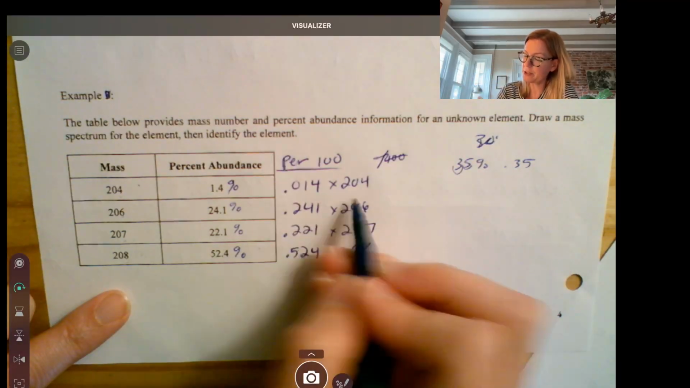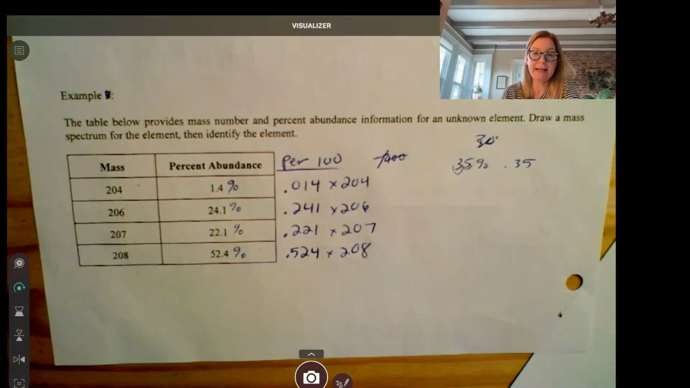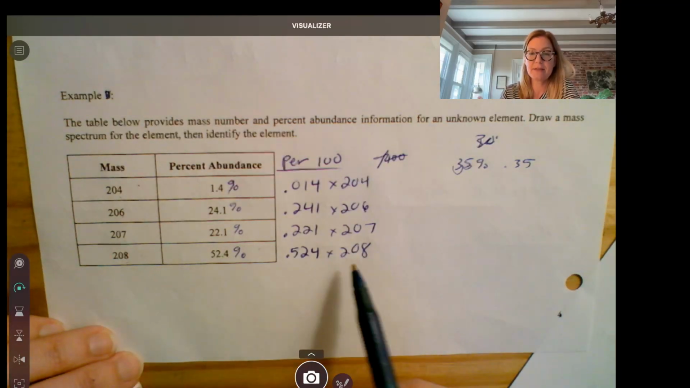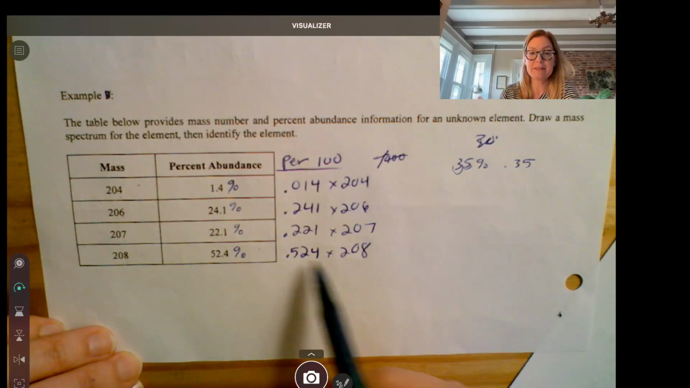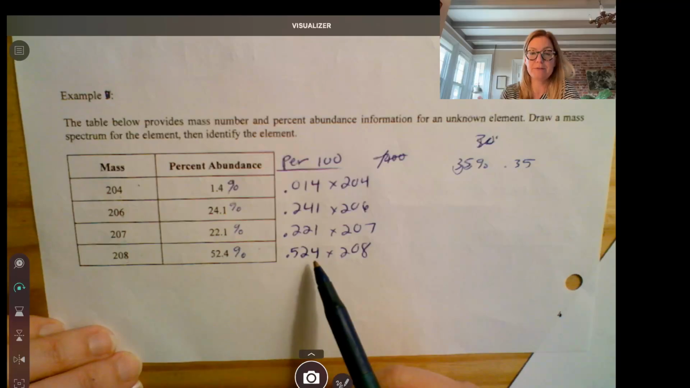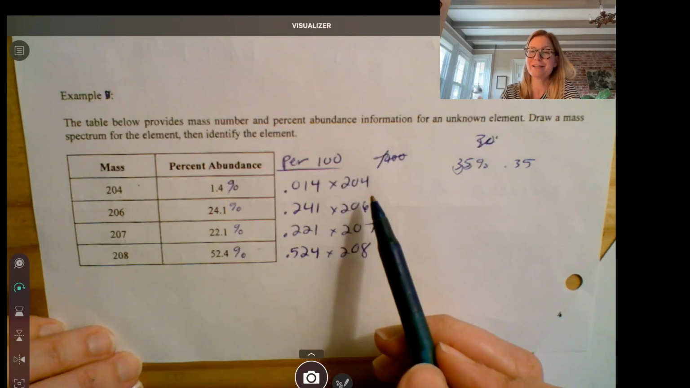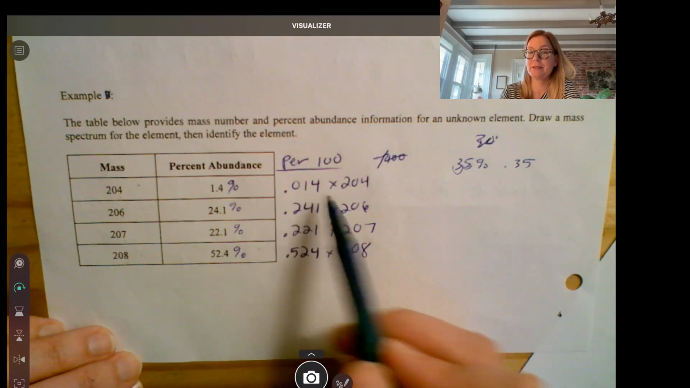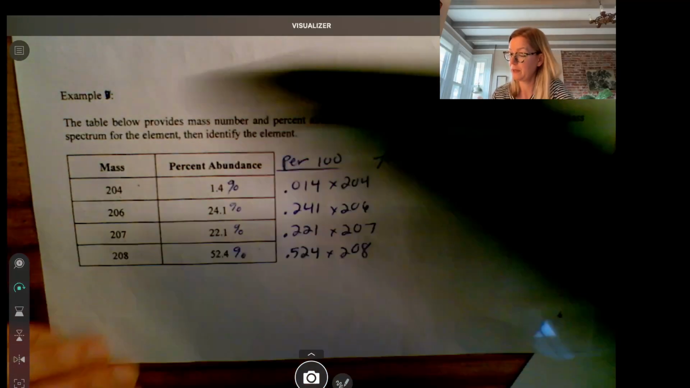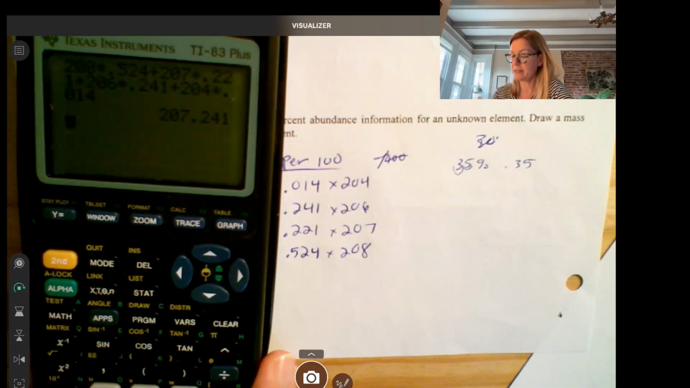And then we're just going to do each of these multiplication problems and add everything up. So you can see the 208 is going to have a bigger chunk of the answer because that's being multiplied by 0.524. Whereas the 204 is not going to matter very much in the answer because that's only being multiplied by 0.014. All right, so you can just type all this in one fell swoop.